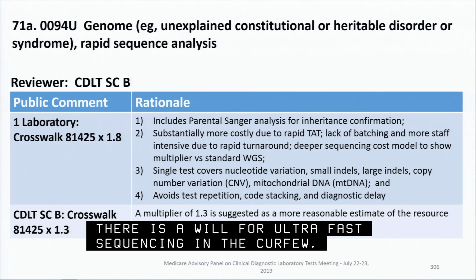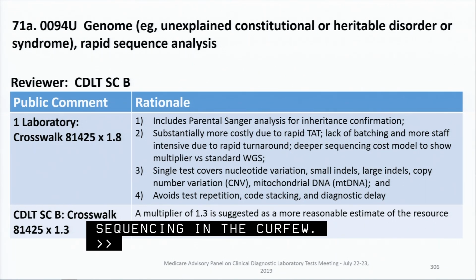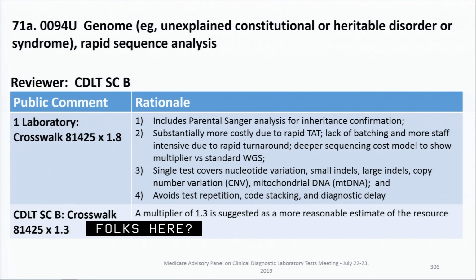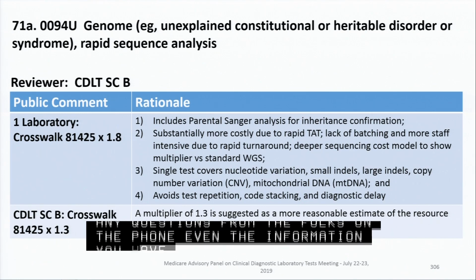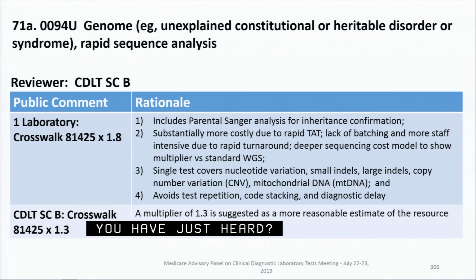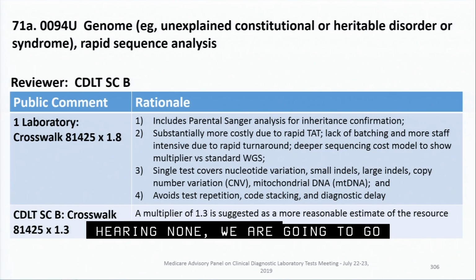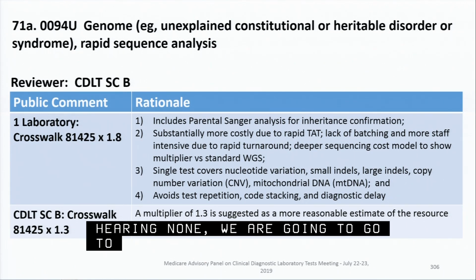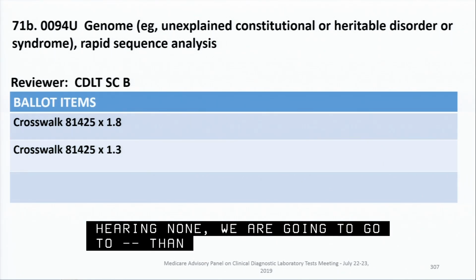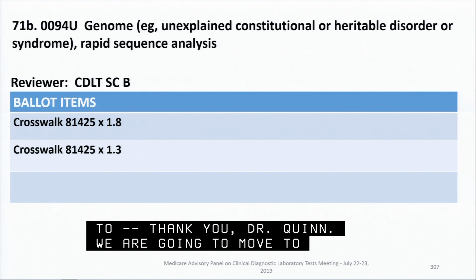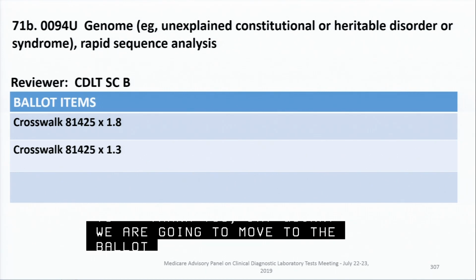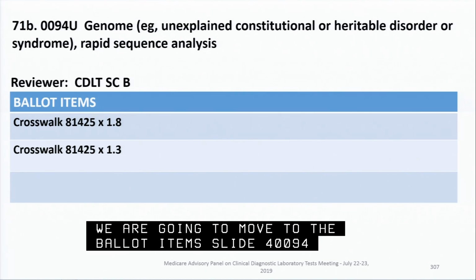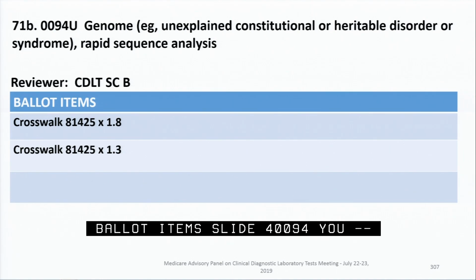Any other questions from the folks here? Any questions from the folks on the phone, given the information you've just heard from Dr. Quinn? Hearing none, thank you, Dr. Quinn. We're going to move to the ballot item slide for 0094U, and you will see your choices are 81425 times 1.8, 81425 times 1.3, and then of course gap fill is an option.